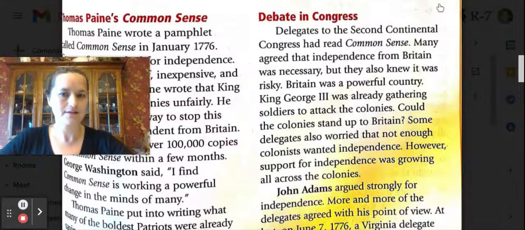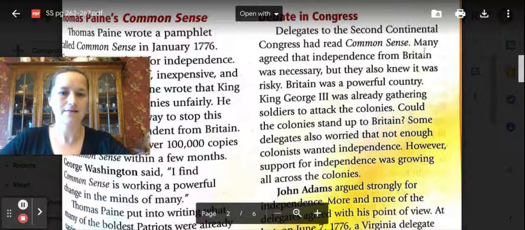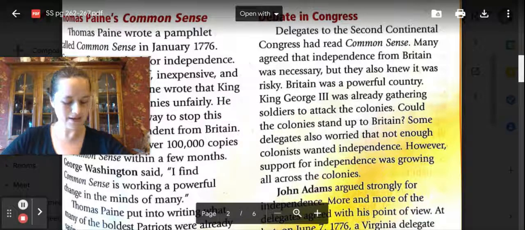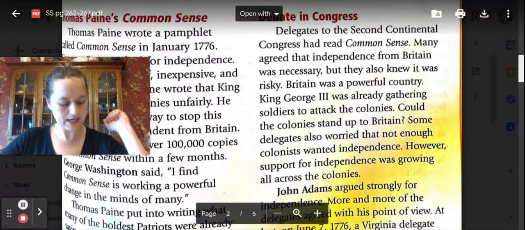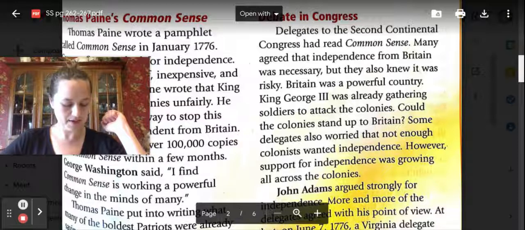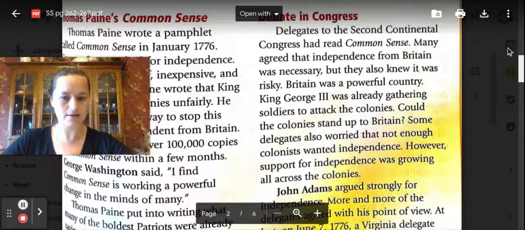Debate in Congress. Delegates to the Second Continental Congress had read Common Sense. Many agreed that independence from Britain was necessary, but they also knew it was risky. Britain was a powerful country. King George III was already gathering soldiers to attack the colonies. Could the colonies stand up to Britain? Some delegates also worried that not enough colonists wanted independence. However, support for independence was growing across all the colonies.